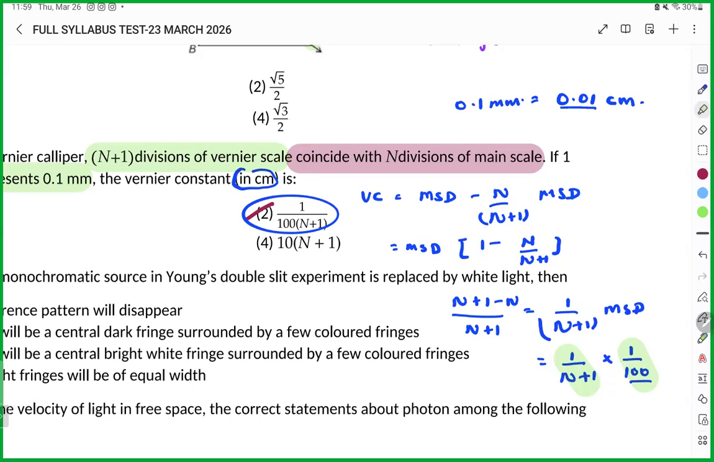So if this number is coinciding, then you can calculate what is the exact number based on this. 16th number of main scale coincide with the 10th number of vernier scale, you can calculate the value. Same, where instead of n, you will put 16. Instead of n plus 1, you will put 10 and get the values. Understood?